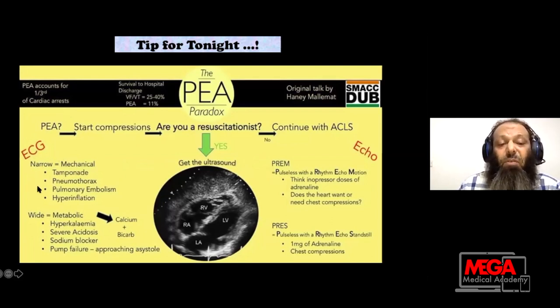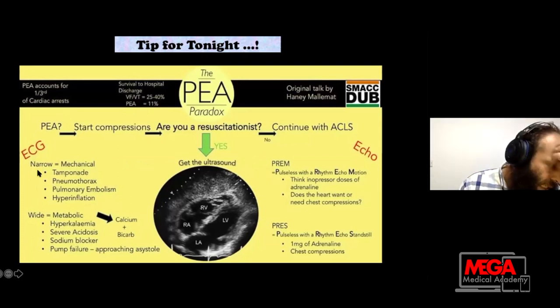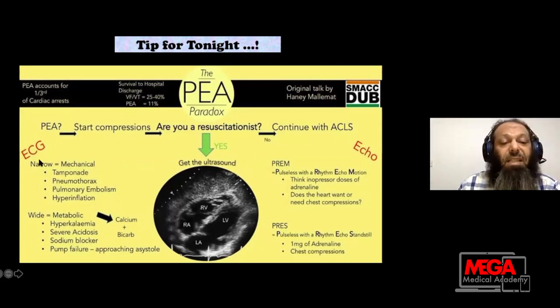So when you face a patient having PEA, look for the QRS complex. If the complex is narrow, this is a mechanical cause: tamponade, pneumothorax, PE. If the QRS complex is wide, this is hyperkalemia or severe metabolic acidosis.